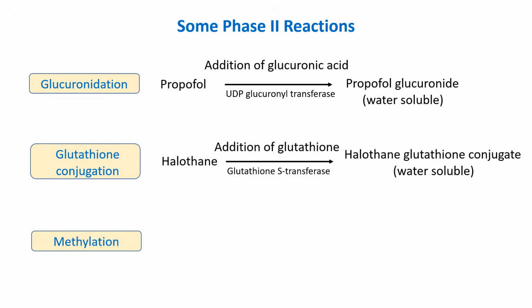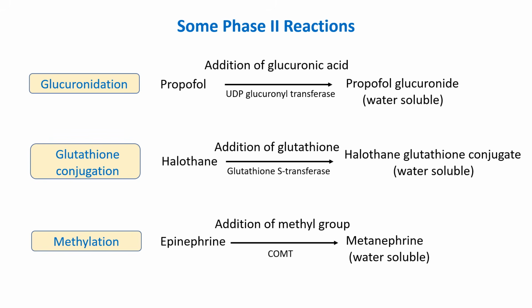Methylation involves the addition of a methyl group to the drug or its metabolites. Epinephrine undergoes methylation to form metanephrine, which is catalyzed by catechol-O-methyl transferase. Metanephrine is more water-soluble and excreted in urine.